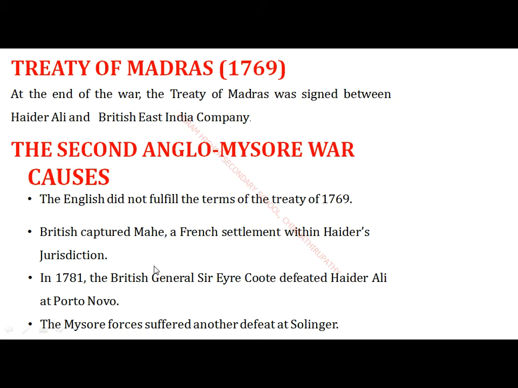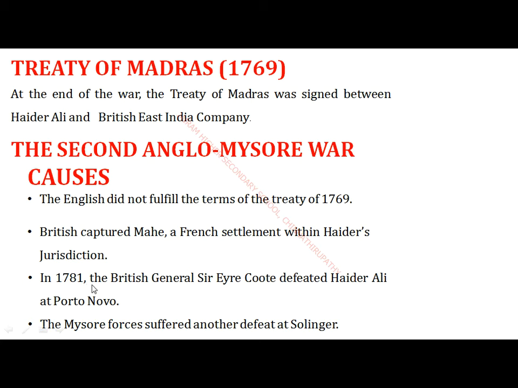After that, this is the cause. One is that the terms were not fulfilled. Another is that the British captured Mahe, a French settlement within Haider Ali's jurisdiction. You have to know the meaning of jurisdiction: it means the legal power or authority, or the area in which this power can be used.